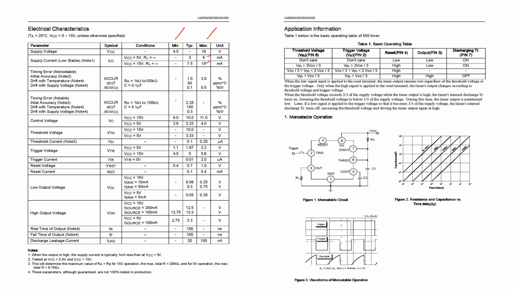Then timing errors for monostable operation and for astable operation, accuracy, drift with temperature, drift with supply voltage, control voltage which is minimum 9 to maximum 11 volt, threshold voltage that is 10 at 15 and 3.3 at 5 volt, threshold current that is maximum 0.25, and trigger voltage. So all these ratings are there for a given IC.